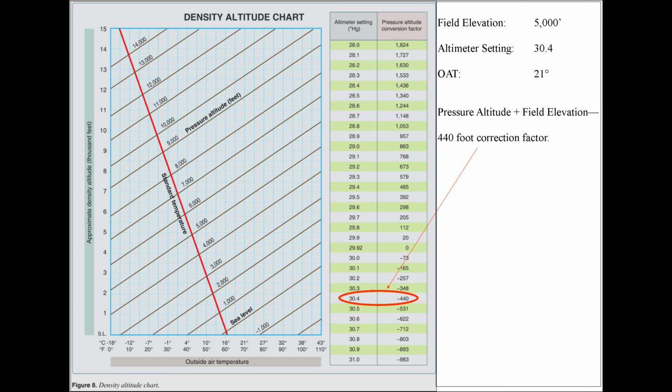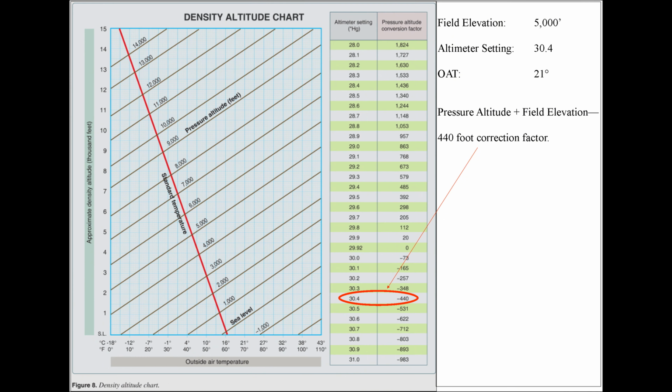Now that we have seen how density altitude affects airplane performance, we can begin solving a density altitude problem. In this example, the given conditions are field elevation, 5,000 feet, altimeter setting, 30.4 inches of mercury, outside air temperature, 21 degrees Celsius. The FAA defines density altitude as pressure altitude corrected for non-standard temperature. A practical way to think of it is this: field elevation, plus or minus pressure, plus or minus temperature.